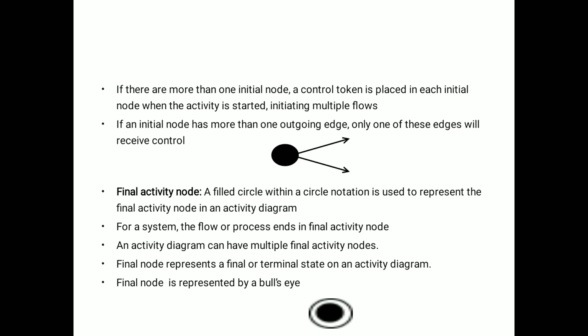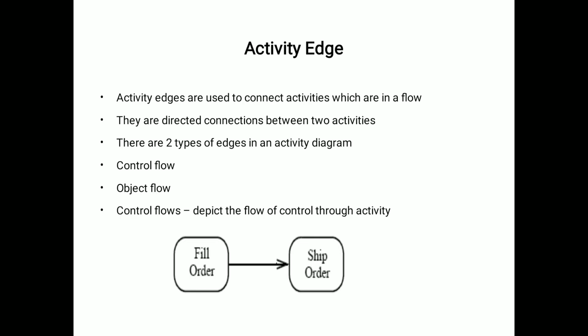Next is your activity edge. Here the activity edges are used to connect activities which are in a flow. They are directed connections between two activities. There are two types of edges in an activity diagram: control flow and object flow. Now see, control flow, it shows or depicts the flow of control through activity.